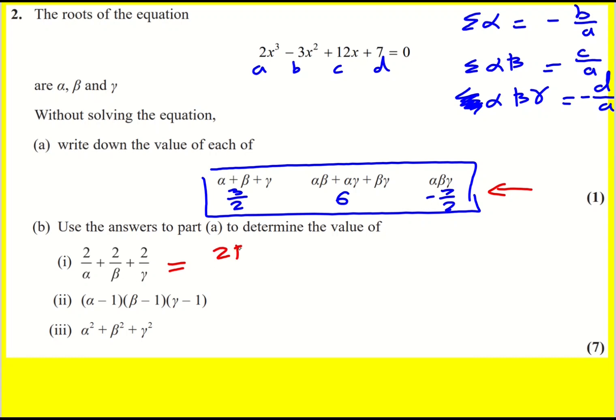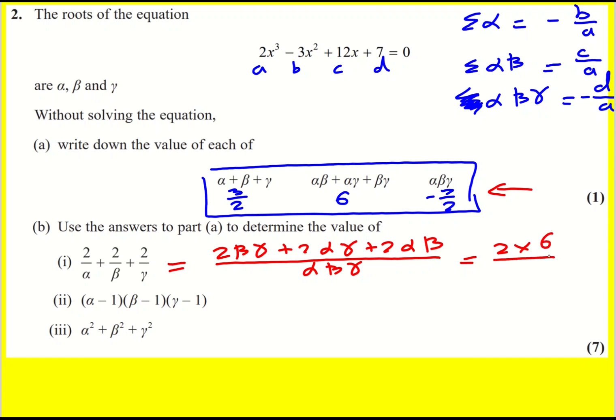So I'm going to get 2 beta gamma plus 2 alpha gamma plus 2 alpha beta all over alpha beta gamma. We can factorize out the 2, and then we just get alpha beta plus alpha gamma plus beta gamma. So it's going to be 2 times 6 all over minus 7 over 2. We can keep, change, flip. I mean, you can put it in your calculator, of course, but times by 2 and divide by 7, it's going to be minus 24 over 7.